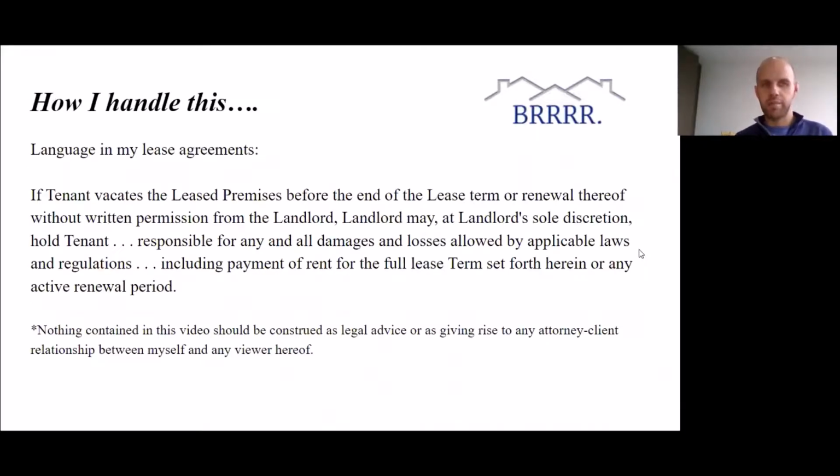How do I handle this? In my lease agreement, I'll share the language with you here that I use, but basically the general theme is if you sign a 12-month lease and you leave early, you're responsible for the full 12 months of rent. If the tenant vacates the leased premises before the end of the lease term or renewal thereof, without written permission from the landlord, the landlord may at its discretion hold tenant responsible for any and all damages and losses allowed by applicable laws and regulations, including the payment of rent for the full lease term set forth herein or any active renewal period.